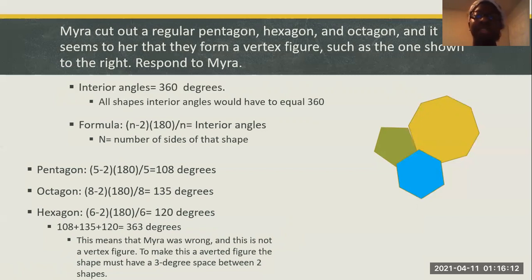This means that this is not a vertex figure. So what can we do to make this a vertex figure? Since it is 363, that means it is 3 degrees off. So what we can do is form a 3-degree space where this red triangle is, so it will form an interior vertex figure.